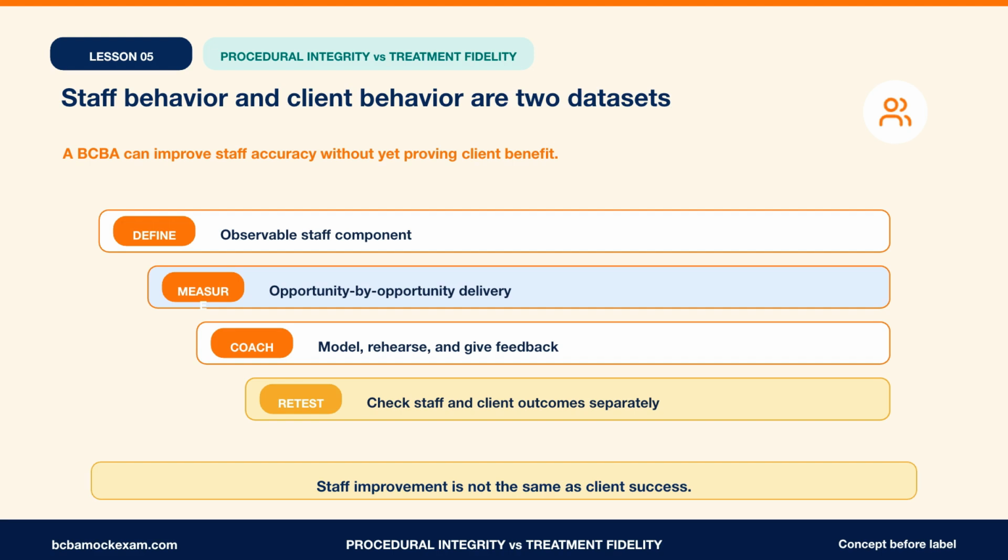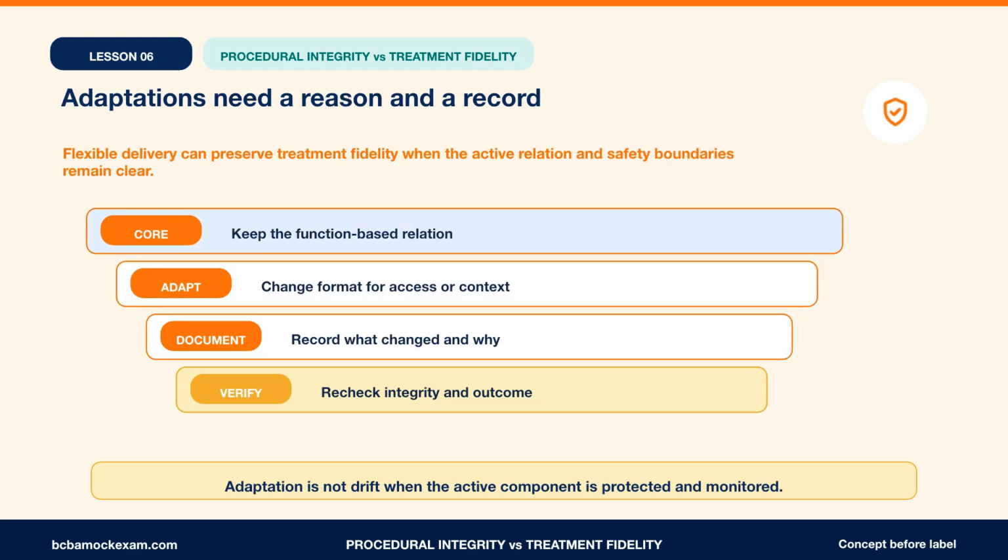Staff behavior and client behavior are two data sets. A BCBA can improve staff accuracy without yet proving client benefit. Staff improvement is not the same as client success. Define observable staff components, measure opportunity by opportunity delivery, coach, model, rehearse, and give feedback, retest, and check staff and client outcomes separately. Adaptations need a reason and a record.